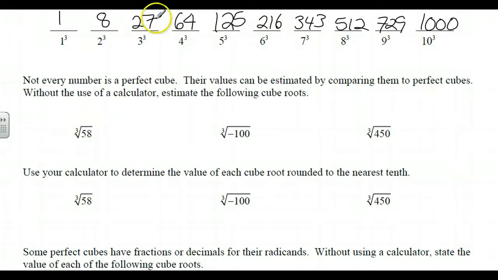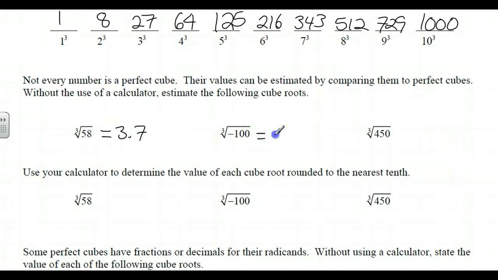But 58 is pretty close to 64. So let's come up with a guess. I mean, 58 is a lot closer to 64 than to 27. So our answer is going to be a lot closer to 4 than it is to 3. So I'm going to guess, okay, how about 3.7?